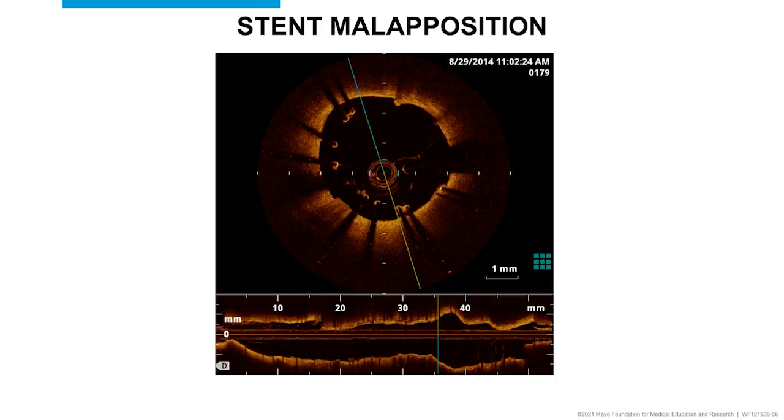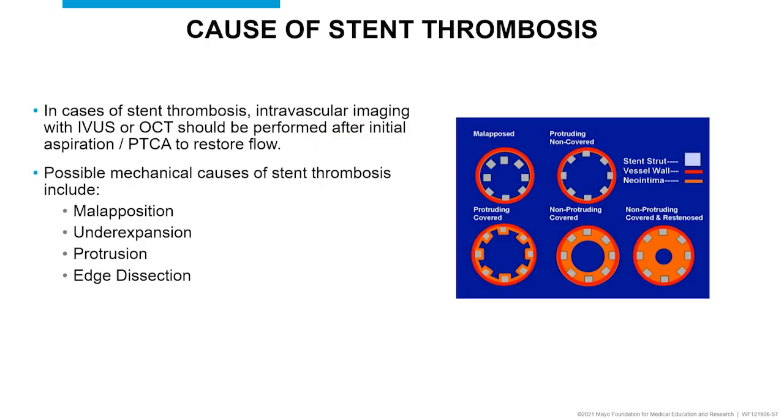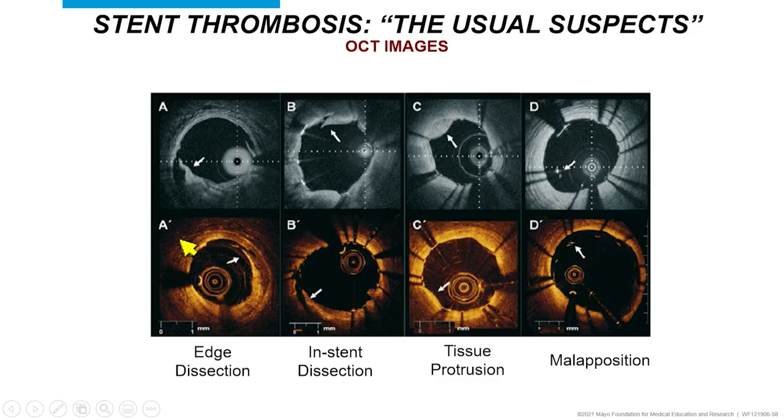So this is an example of stent malapposition with OCT. You can see that there are a number of tines of the stent that are hanging out in the lumen of this vessel, clearly well away from the wall here. You can look at stent thrombosis etiologies, and these are typically malapposition, under expansion, protrusion, or edge dissection. And these can be all seen really well.